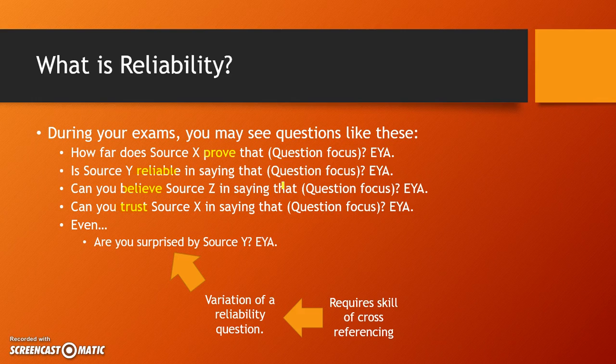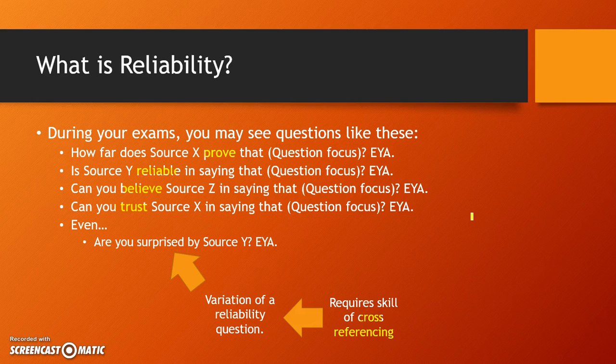Now, however, there are also questions like this: Are you surprised by source Y? Explain your answer. Students are naturally very surprised to receive this kind of question because it's not usually what comes out. But don't worry, this is actually a variation of a reliability question. Why? Because it needs the skill of cross-referencing. So what is cross-referencing? You will learn it in part 3 of the series of videos.